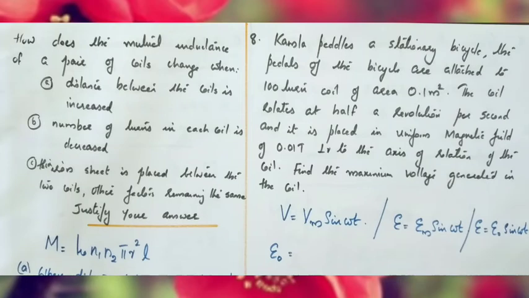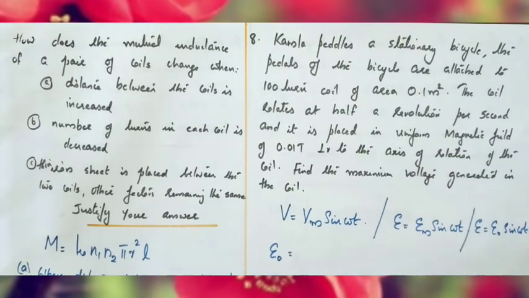Kamala pedals a stationary bicycle. The pedals of the bicycle are attached to a 100 turn coil of area 0.1 meter square. The coil rotates at half a revolution per second and it is placed in a uniform magnetic field of 0.01 Tesla perpendicular to the axis of rotation of the coil. Find the maximum voltage generated in the coil.